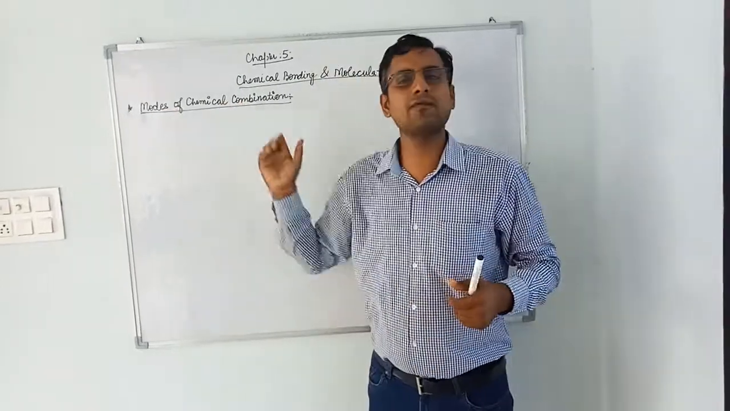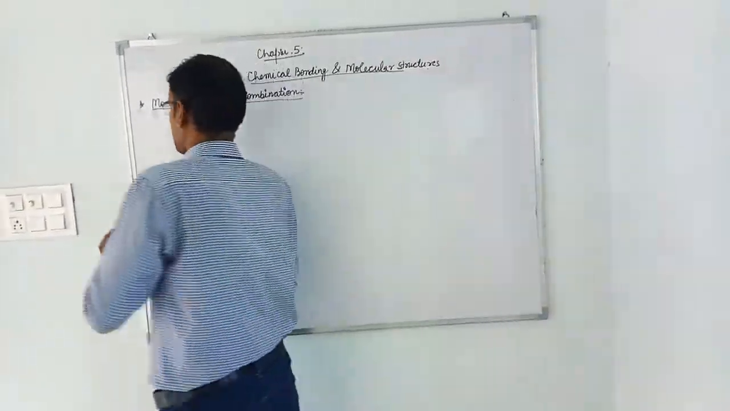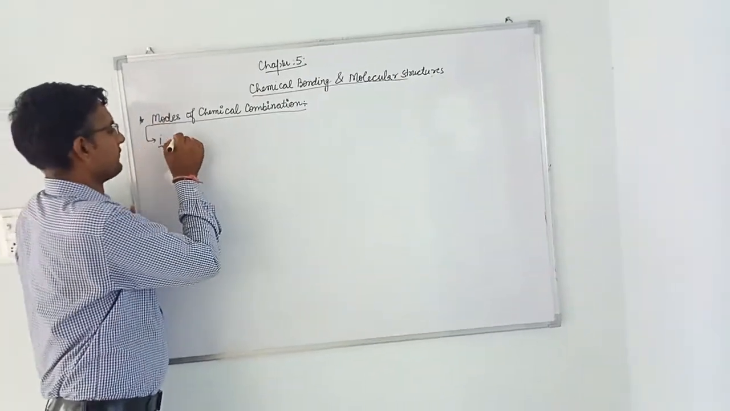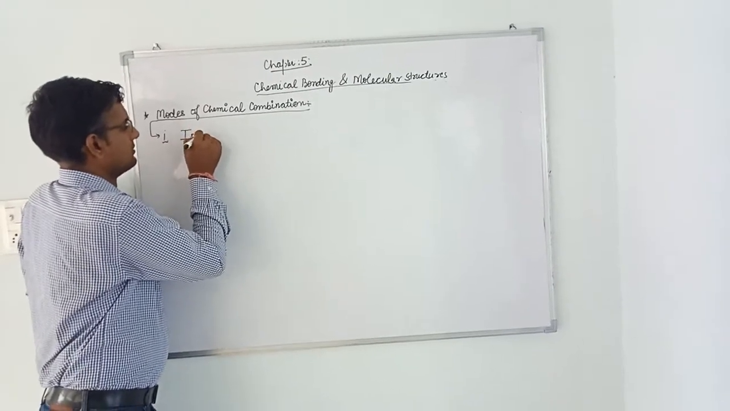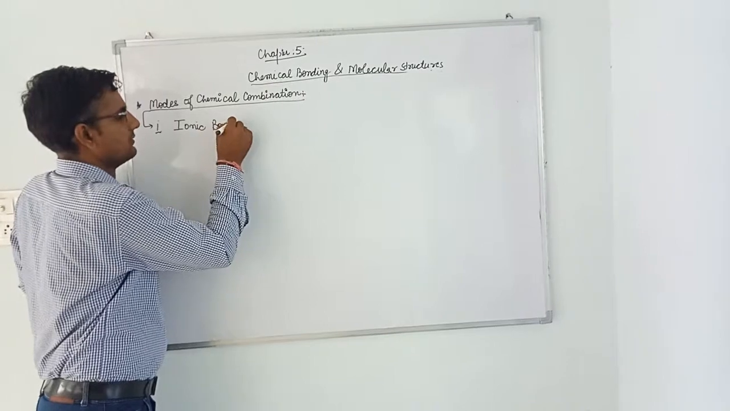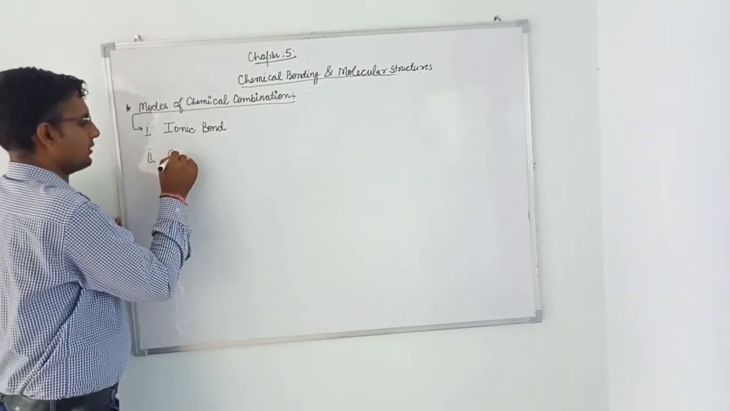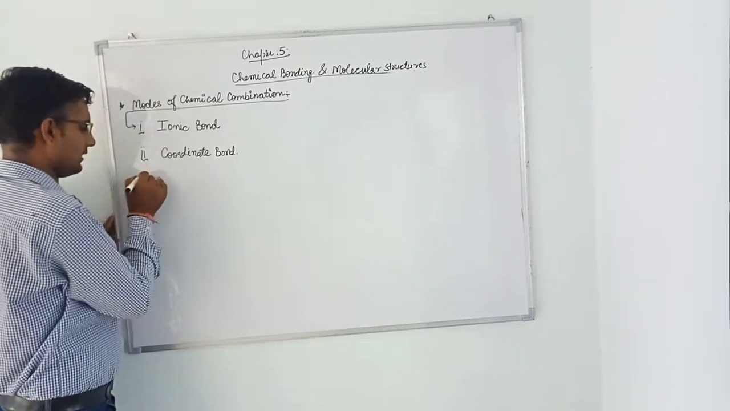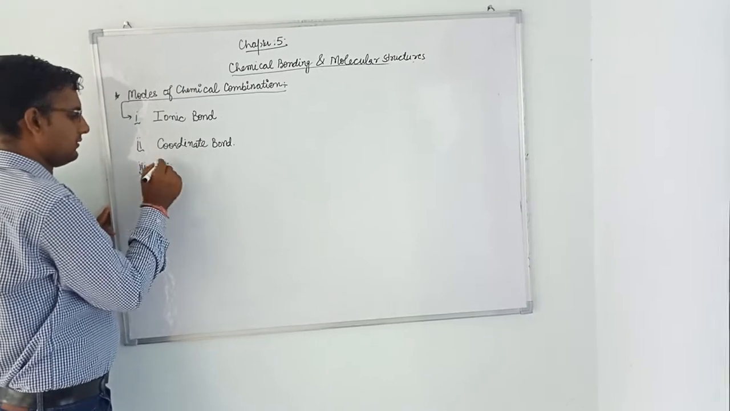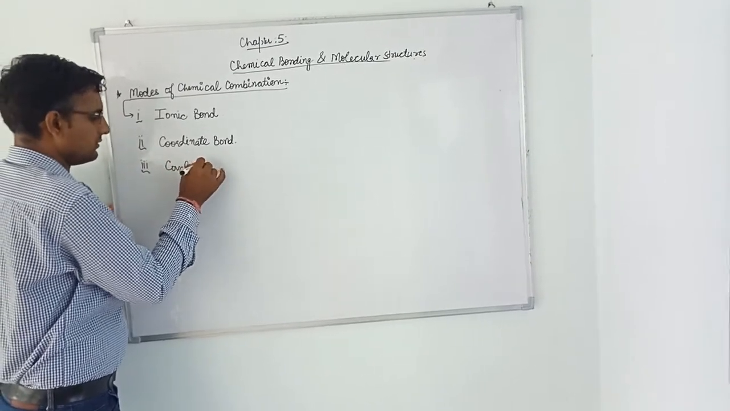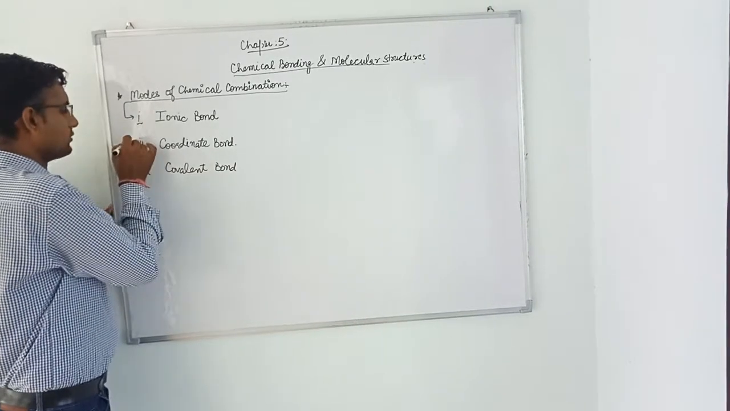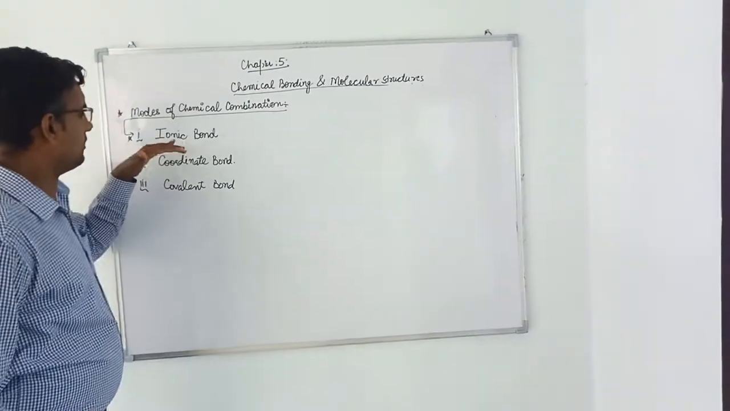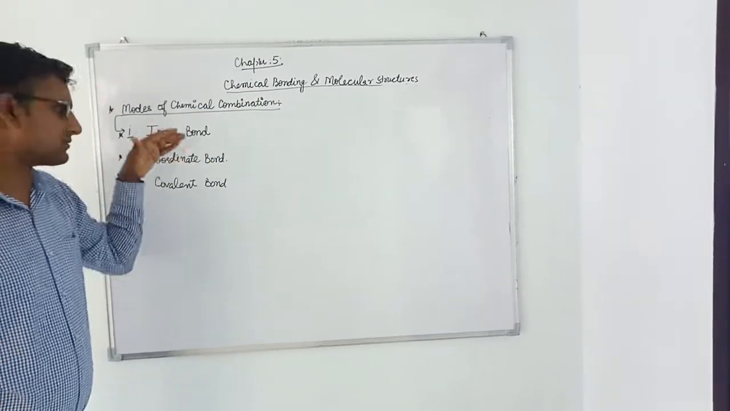So we have the different modes of chemical combination. We are going to discuss them one by one. There are basically three modes. First is the ionic bond. Second we have the coordinate bond. Third we have the covalent bond. So these are the three various chemical combinations by which the different atoms are adjoined. Let's discuss one by one.